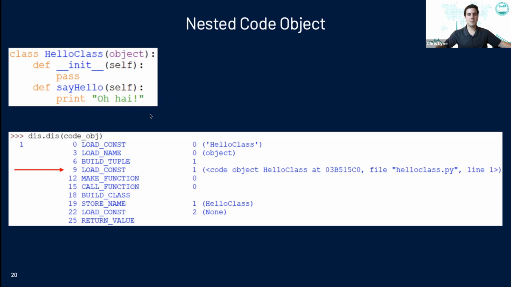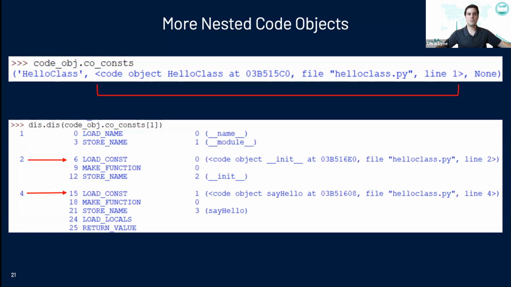If we were to disassemble that code object, I want you to notice here at the instruction at offset 9, we're loading a constant, which is a code object. So if we were to look into that constants tuple, at index 1, you would see that there is indeed a code object. Now we can disassemble that code object too. And in fact, it contains some instructions to load even more code objects. So as you can see, a basic class can start to get pretty complex. You have nested code objects.